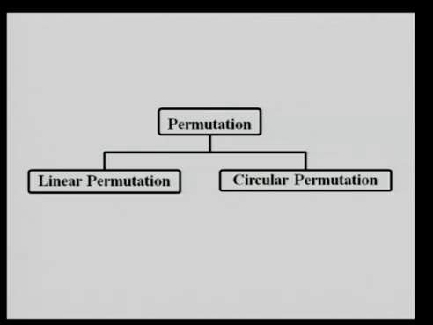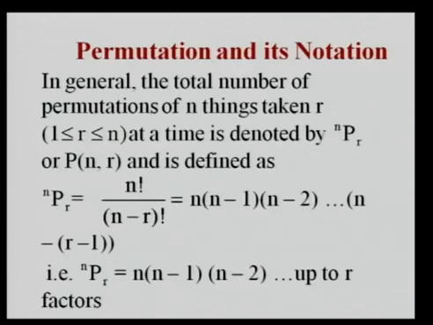Permutation is a selection of r things, suppose out of n things, and we have to arrange the things in a line. It is known as linear permutation. But if we are going to arrange the things in a circle, suppose sometimes in meetings held at a round table, in that case we use circular permutation.